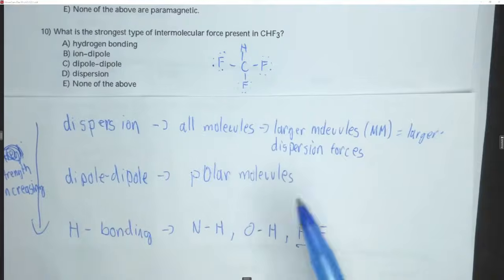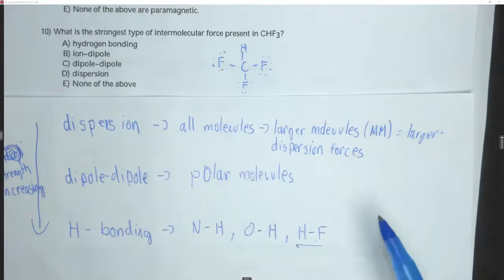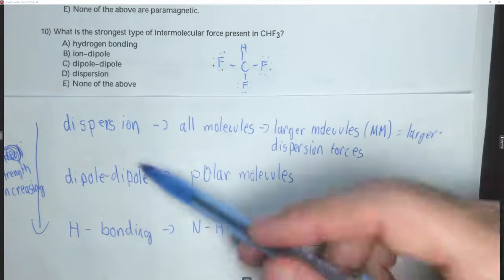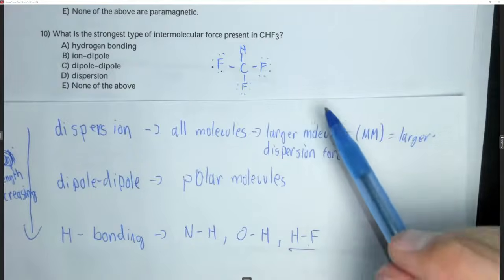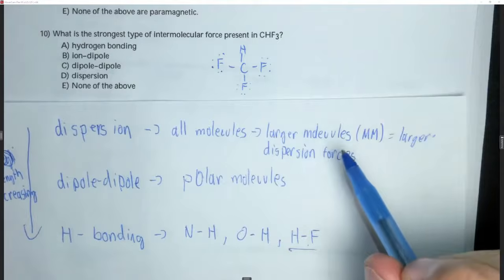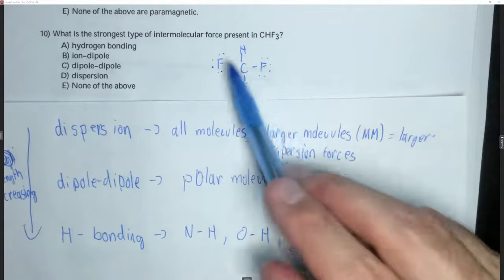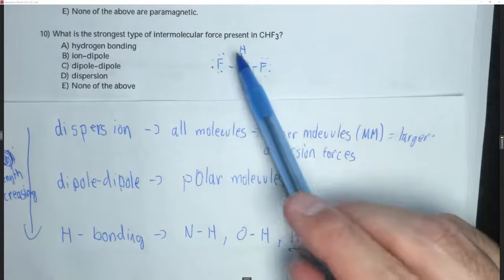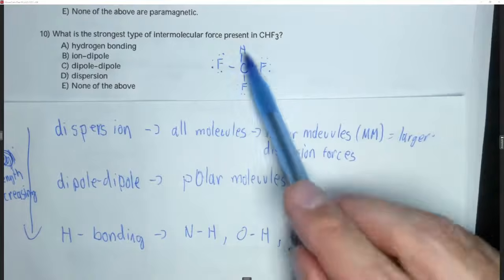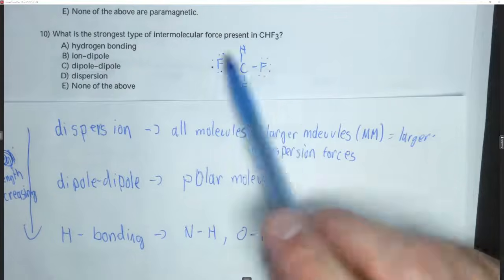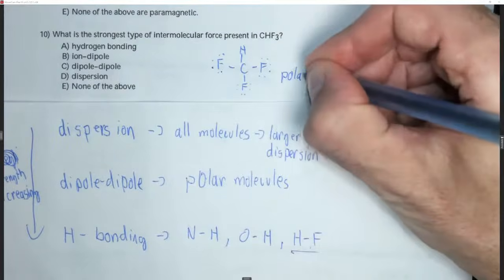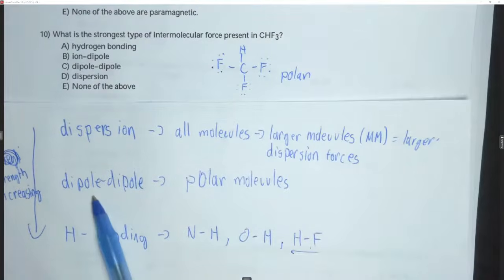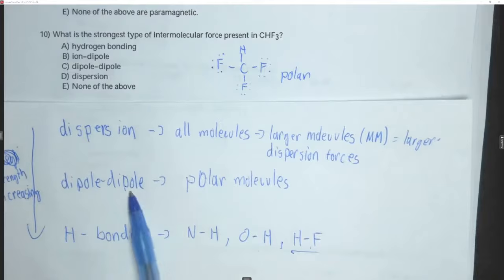The next one is dipole, because it asks for the strongest type of intermolecular force. We know it doesn't have hydrogen bonding. Does it have dipole? In order to answer that, we need to figure out if the molecule is polar. In order for a molecule to be polar, all four domains can't be the same. So if you look here, we have one H and three Fs. Not all four domains are the same. So this molecule is polar, and its strongest intermolecular force is dipole.